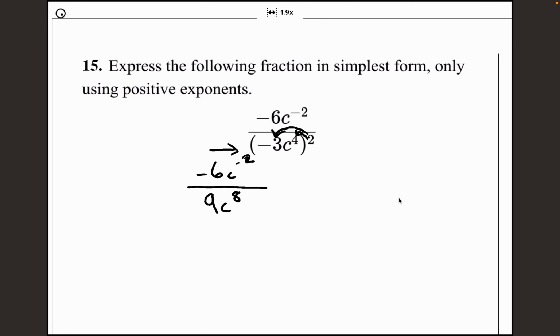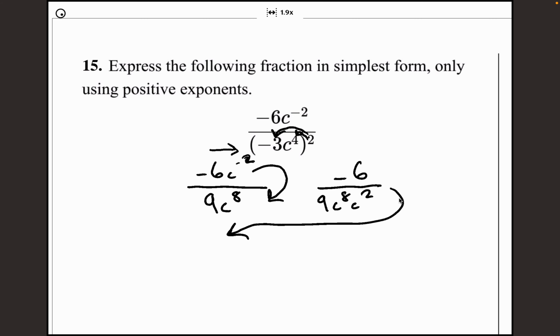Now, can I have a negative exponent? No. So what I need to do is move that negative exponent to the bottom to make it positive. That doesn't mean I have to change my -6. I can still have a negative number on top, just no negative variables and exponents. So I'm going to keep my -6 on top and put it over 9, c to the eighth, and now I have c to the second. So now when I simplify, I have -6, 9, and then I need to add those exponents. When they're together, you're going to add them, not multiply. So 9 c to the 10th, okay?